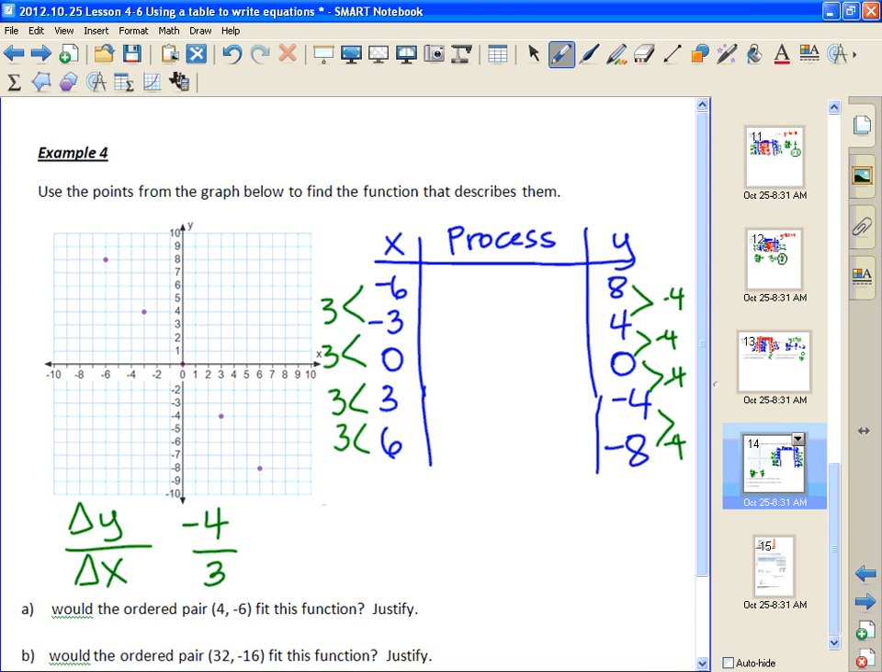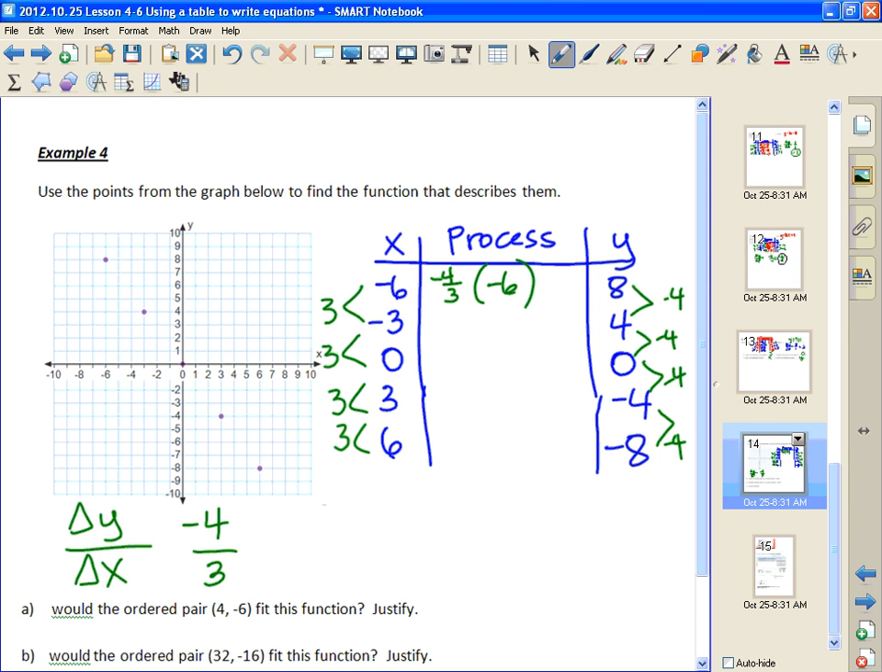Now, this one, I can't reduce -4 over 3. A decimal doesn't really make sense when you're doing stuff like this, so I prefer the fraction. But don't change it to a mixed number. Leave it as an improper fraction. That's okay. So I'm going to take this -4 over 3, and I'm going to write it here in my column, -4 over 3. And then I'm going to multiply it by my x value, which is -6.